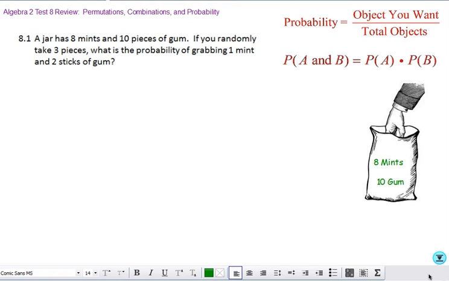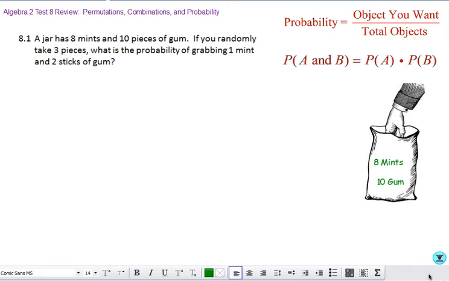Number 8 says a jar has 8 mints and 10 pieces of gum. If you randomly take 3 pieces, what's the probability of grabbing 1 mint and 2 sticks of gum? So one bag here, we're saying one container, it's got 8 mints and then 10 pieces of gum.